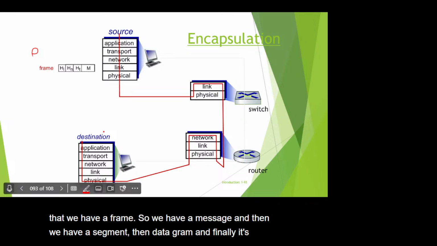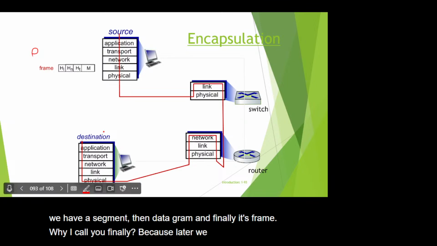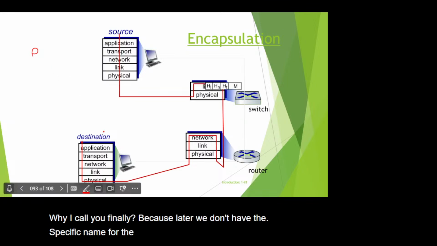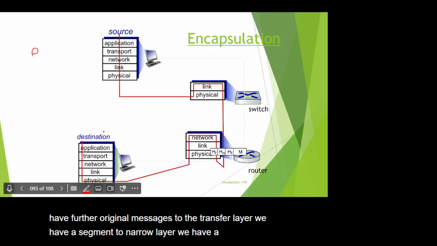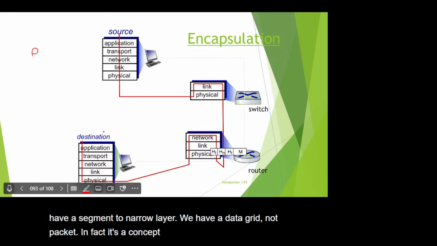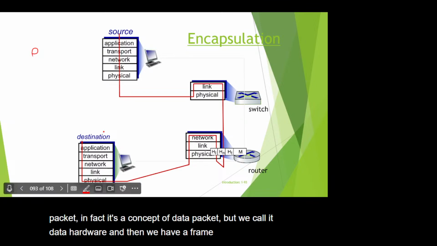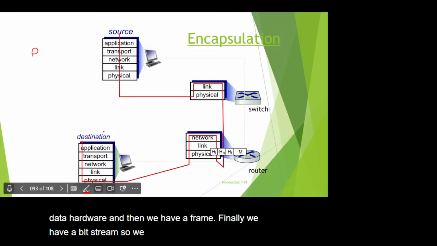Why do I call it finally? Because later we don't have a specific name for the format, because it's bits. So we have the original message. To the transport layer, we have a segment. To the network layer, we have a datagram, not packet. In fact, it's a concept of a data packet, but we call it datagram. And then we have a frame. Finally, we have a bit stream, so we don't have a specific name for the current format.